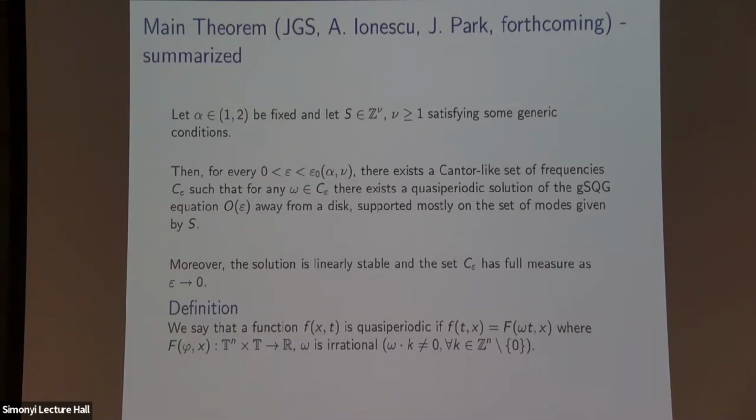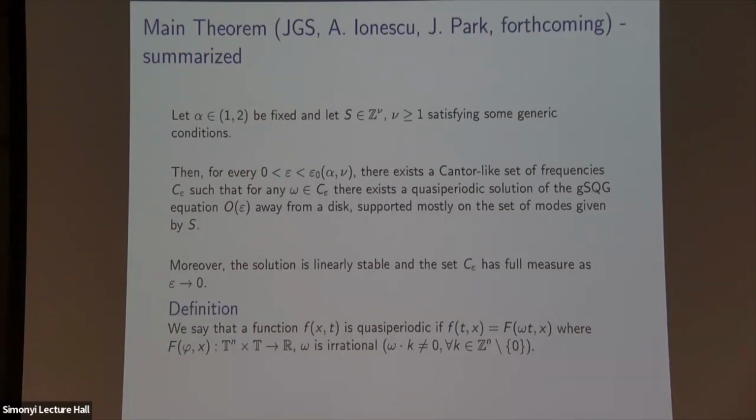Sorry, what do you mean by Cantor-like? You take all the frequencies and you take out a bunch of them. The complement of the Cantor-like set. Yeah. Okay. Cantor-like set is kind of the exception. Then it's everything but the exceptional one. Yeah. Can you say more about the set S? Can it be very small?